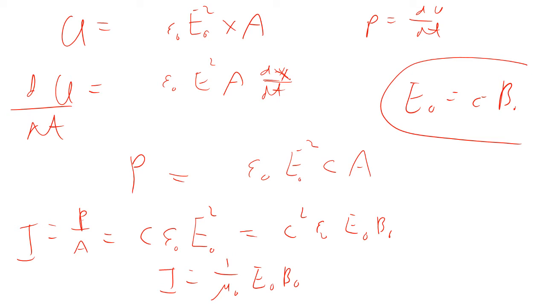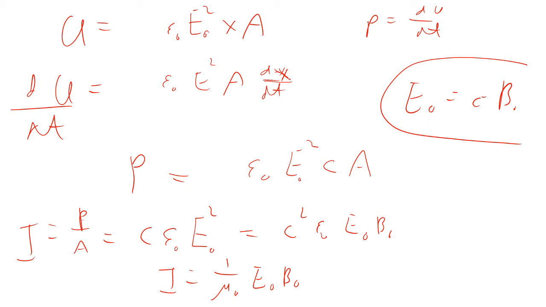Now E naught and B naught are perpendicular to each other. So you can imagine that the propagation is perpendicular to both of those. Well, the thing that's perpendicular to two other vectors that are perpendicular is the cross product. So we could have E naught cross B naught, and that's going to be perpendicular, so that would be a vector in the direction of propagation. Well, it could be either E naught cross B naught or B naught cross E naught. Turns out that if you use the right-hand rule, E naught cross B naught gives you the direction of propagation.